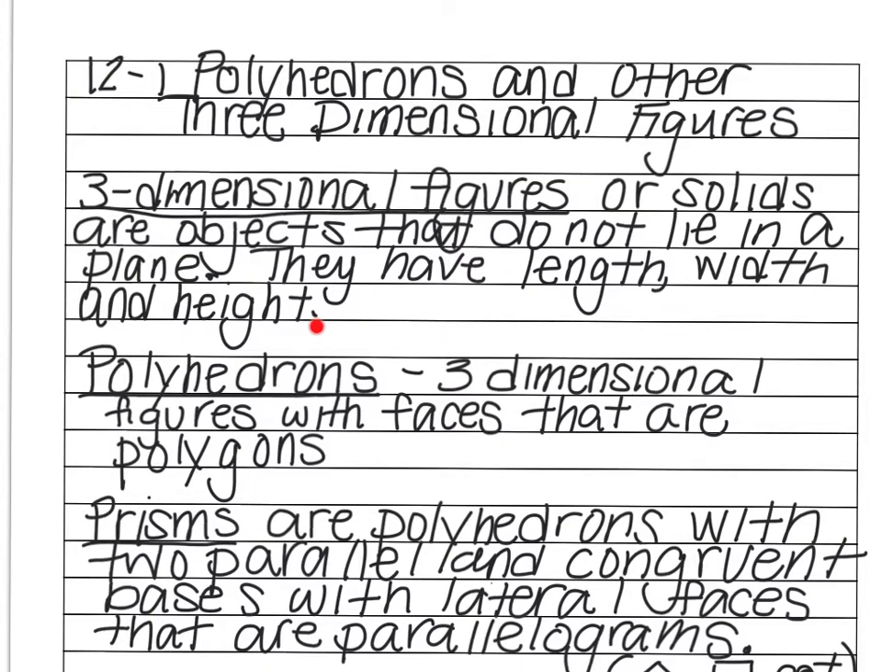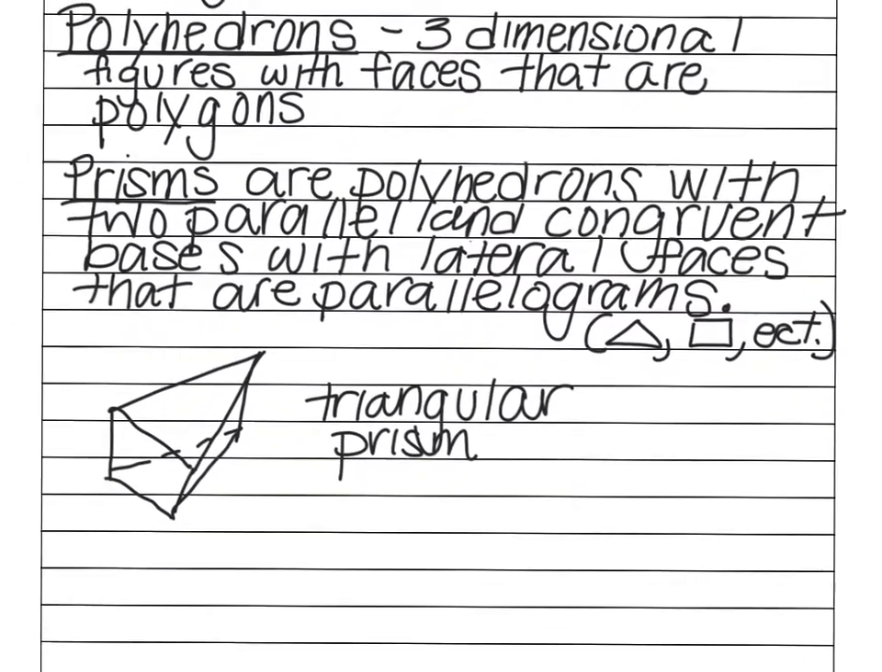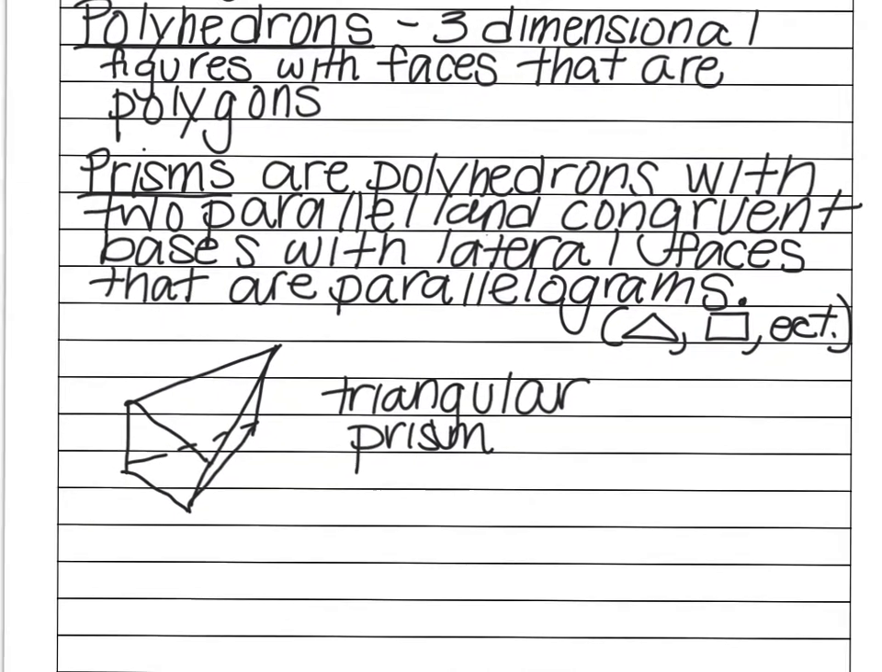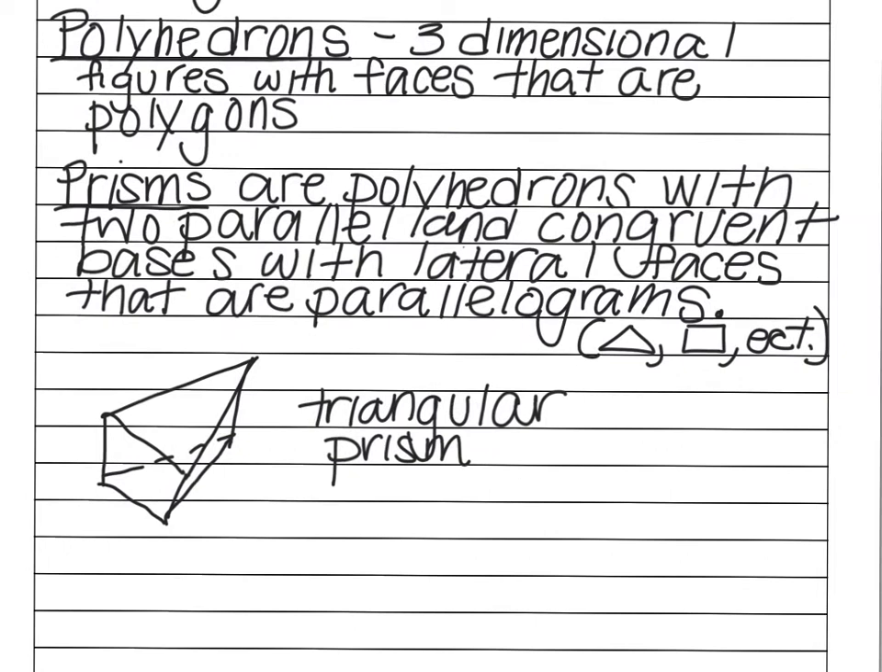So like a cube or a rectangle, like a box, where you can see it. A polyhedron is a three-dimensional figure with faces that are polygons. So those could be prisms or pyramids, which I'll show you actual pictures of in a second. And then you have a prism, and those are polyhedrons with two parallel and congruent bases with lateral faces that are parallelograms. So they can be a triangle or square, etc.